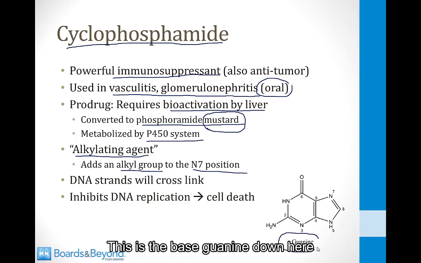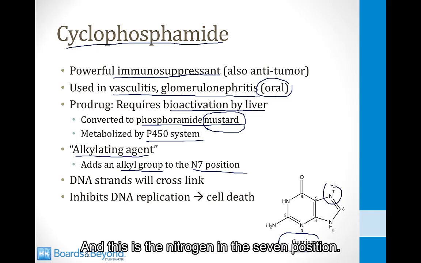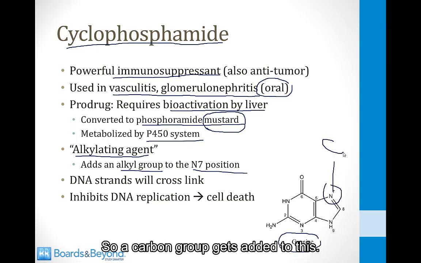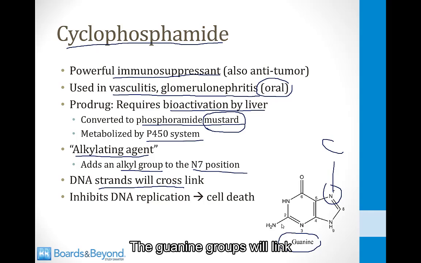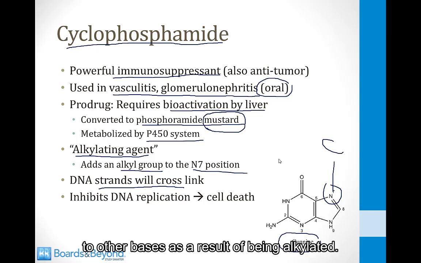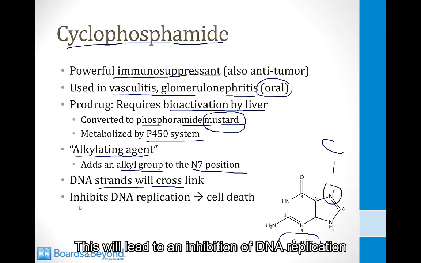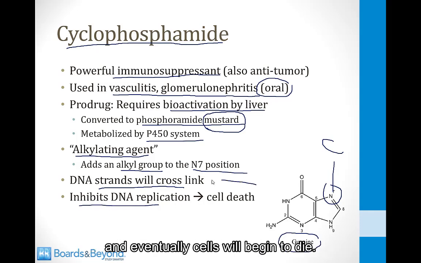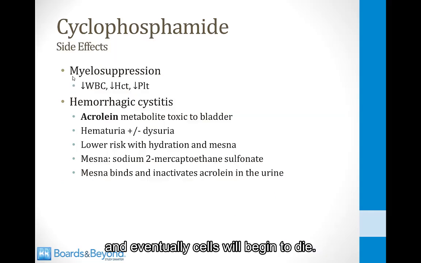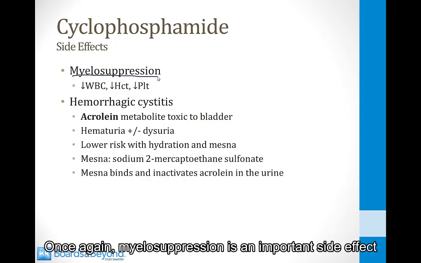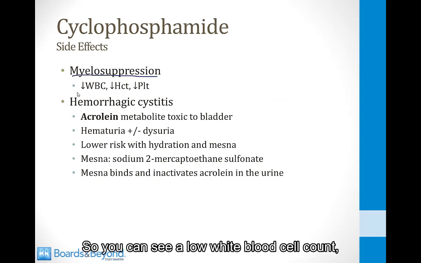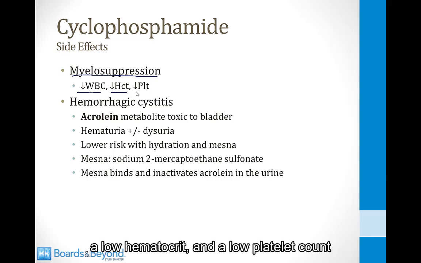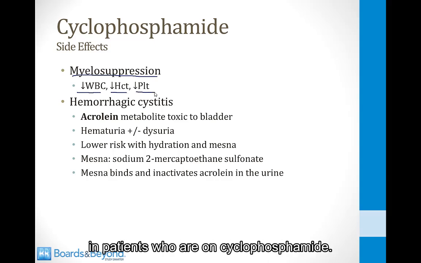This is the base guanine down here on the right side of the screen, and this is the nitrogen in the 7 position. So a carbon group gets added to this, and as a result, the DNA strands will cross-link. The guanine groups will link to other bases as a result of being alkylated. This will lead to an inhibition of DNA replication, and eventually cells will begin to die. Once again, myelosuppression is an important side effect of this drug, just as it is for many other drugs in this module. So you can see a low white blood cell count, a low hematocrit, and a low platelet count in patients who are on cyclophosphamide.